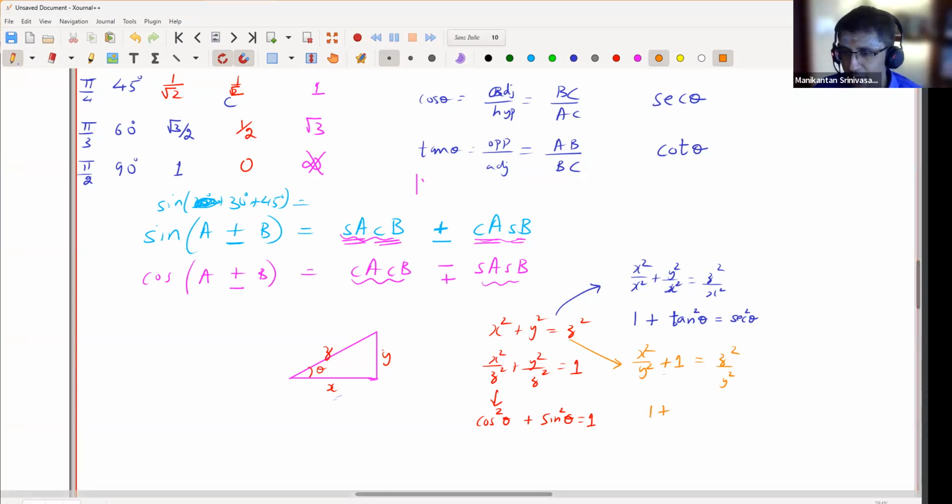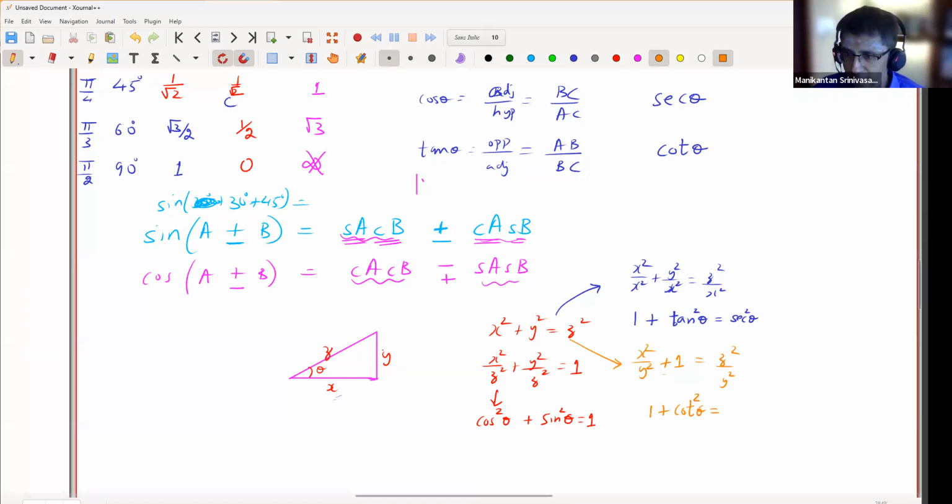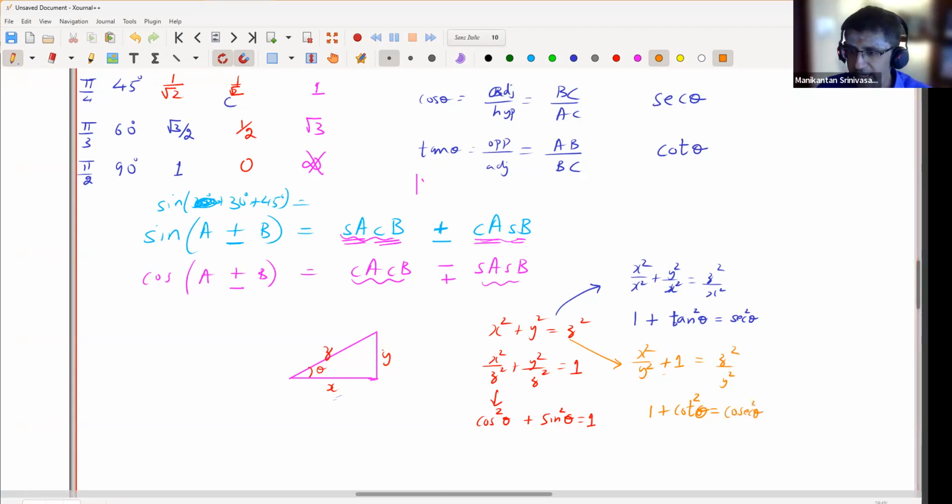X by y is the reciprocal of y by x. Y by x was tan theta. X by y is cot theta. So 1 plus cot square theta. Now, what is z by y? Reciprocal of y by z. Y by z was my sine theta. Reciprocal of that is cosec theta. Okay. Again, all of this stuff you guys would have already done in 10th grade. Just a recap, right? So 1 plus cot square theta is cosec square theta.